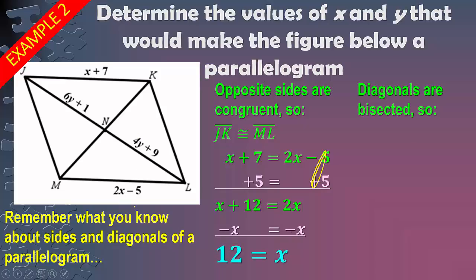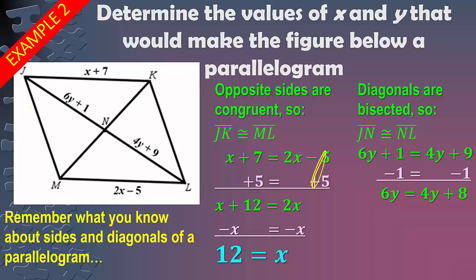For the diagonals, they bisect each other, which means the halves are congruent. So JN is congruent to NL. So we set 6y plus 1 equal to 4y plus 9. Subtract the 1. You get 6y equals 4y plus 8. Minus 4y from both sides, and then divide both sides by 2. Okay? And that'll give you y equals 6.